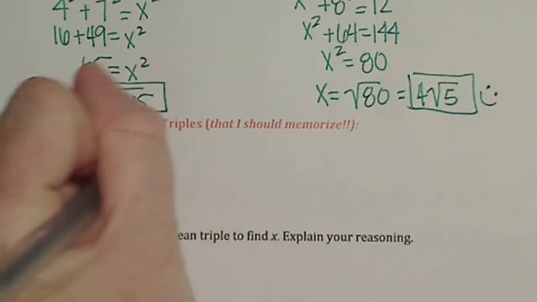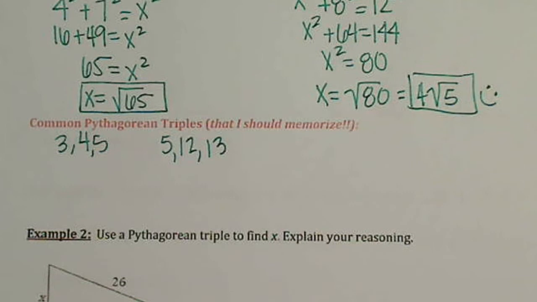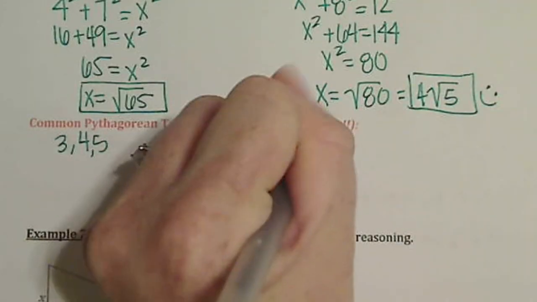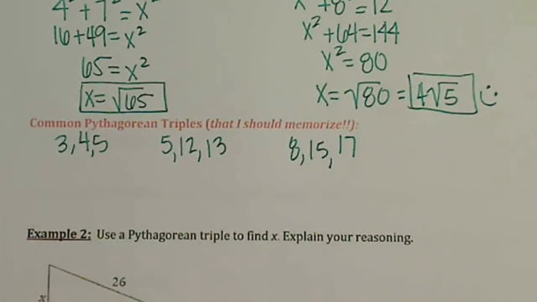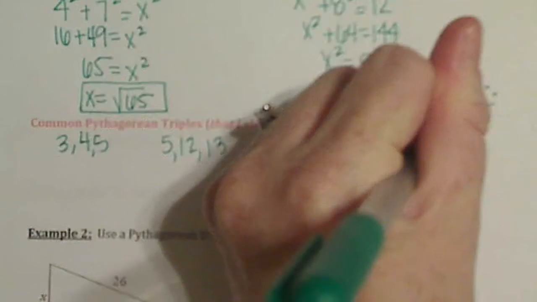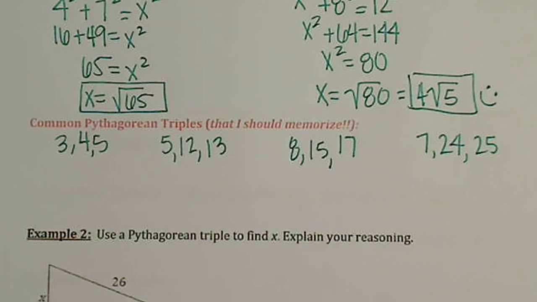Another Pythagorean triple is 5, 12, 13. Another one is 8, 15, 17. And the last one you need to memorize is 7, 24, 25. Remember, I put a note up there. You should memorize these. Why? Because ultimately it makes your life easier, because if you recognize something is a Pythagorean triple, you don't have to do the Pythagorean theorem.